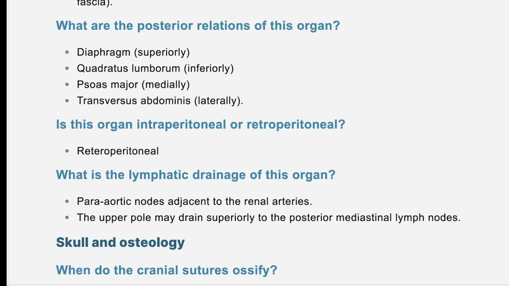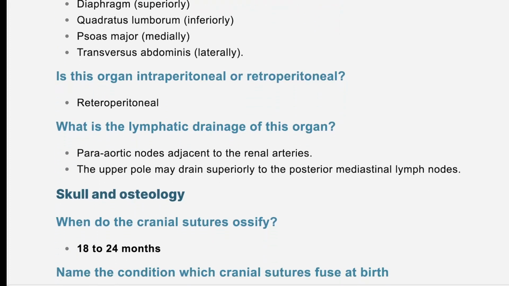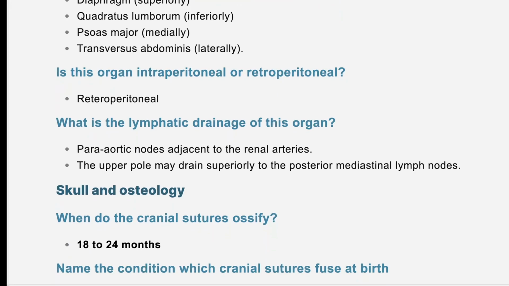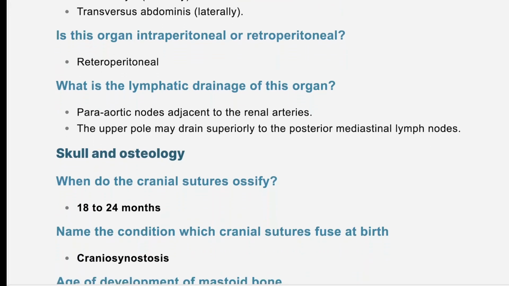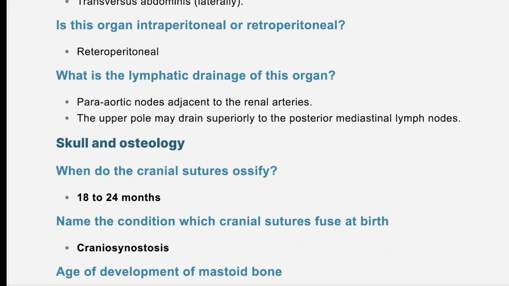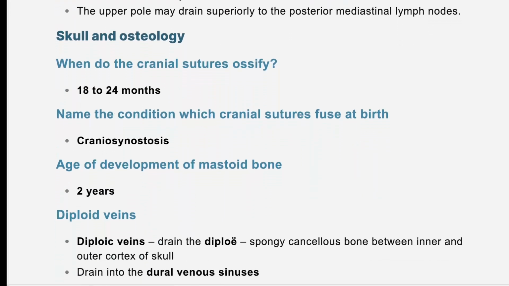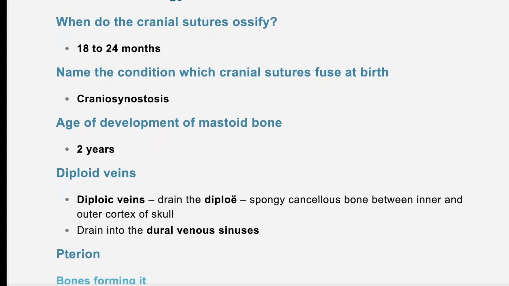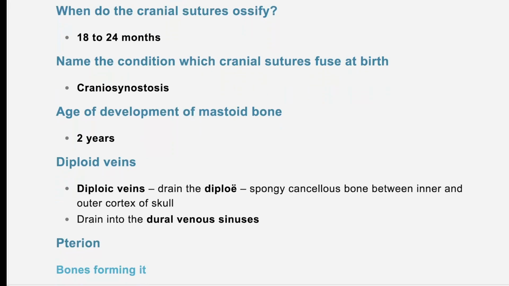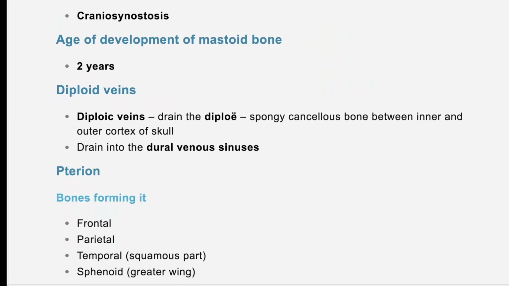When do the cranial sutures ossify? That would be at the age of 18 to 24 months. Name one condition in which cranial sutures fuse at birth. It's called craniosynostosis. And then age of development of mastoid bone, that's 2 years. Diploic veins, these are veins between the inner and outer table of the skull and drain into the dural venous sinuses. The pterion is formed by 4 bones: frontal, parietal, temporal, and the sphenoid bone as well.